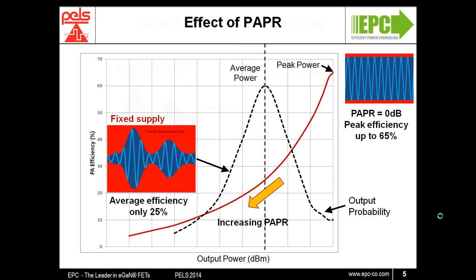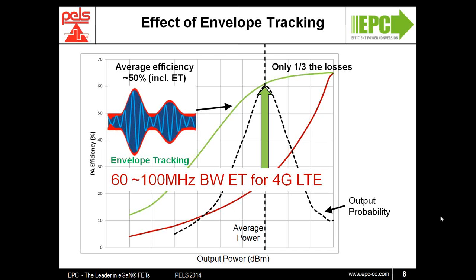But what if you can modulate the DC supply? If you were able to modulate the DC supply to follow the average output power, i.e. the envelope of the signal, you would be able to drive the RF amplifier back to an efficiency very close to its maximum efficiency, and thereby increase the overall system efficiency to almost 50% and reduce the overall system losses down to a third of what it is currently. But to do that, you need to be able to have a bandwidth on this supply of 60 to 100 megahertz for 4G LTE as an example.